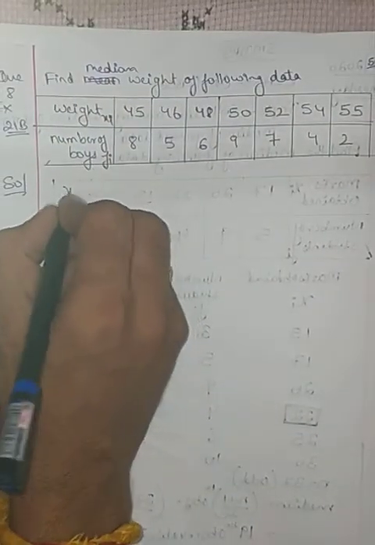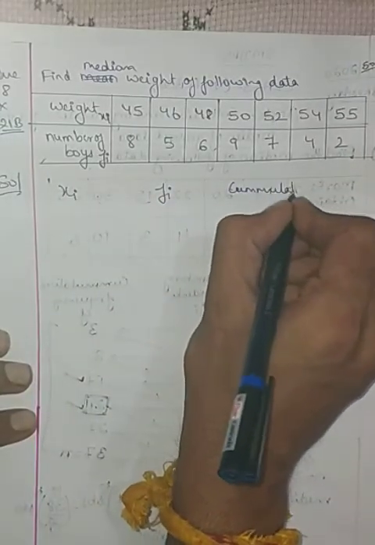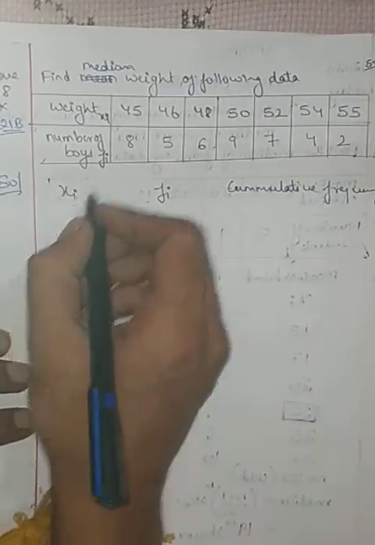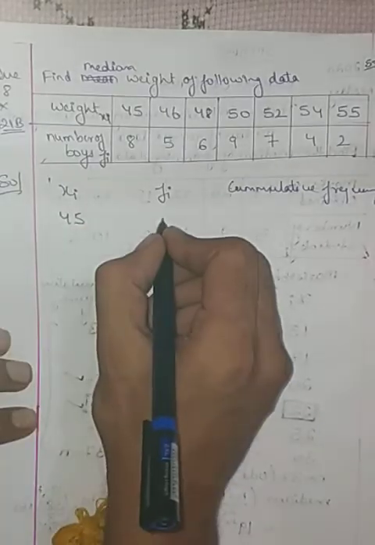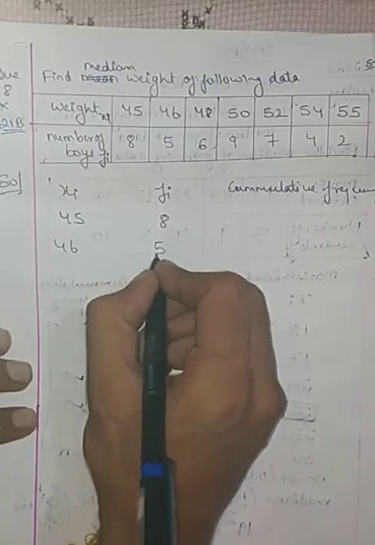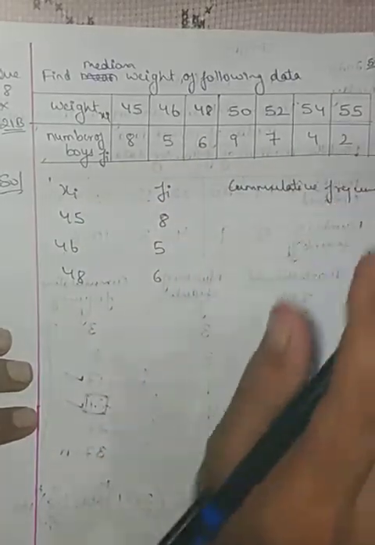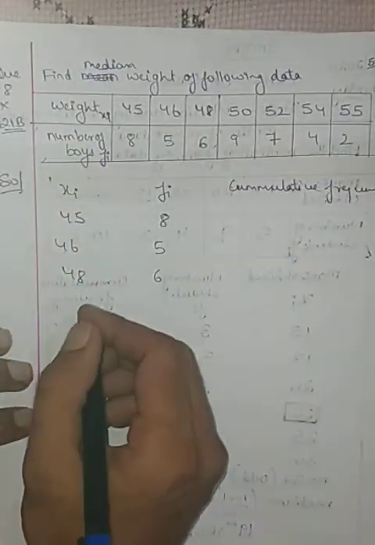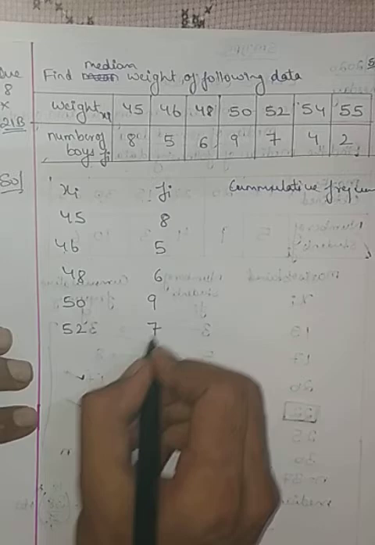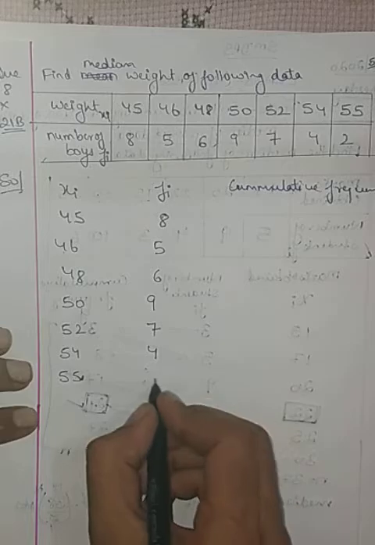So you can simply write xi, fi and cumulative frequency. Xi, what will be the first xi? 45, frequency is 8. Next will be 46, frequency is 5. Then 48, frequency is 6. Actually, this data is already in ascending order, so we can write it as it is. 50, frequency 9. 52, frequency 7. 54, frequency 4. And 55. What is the frequency? 2.